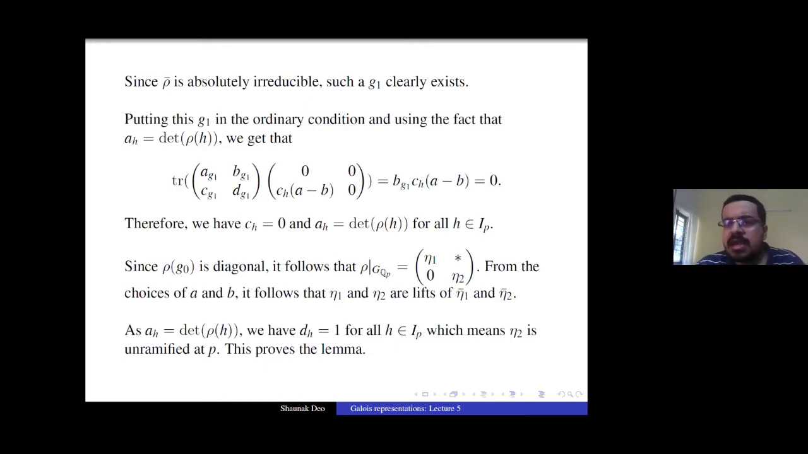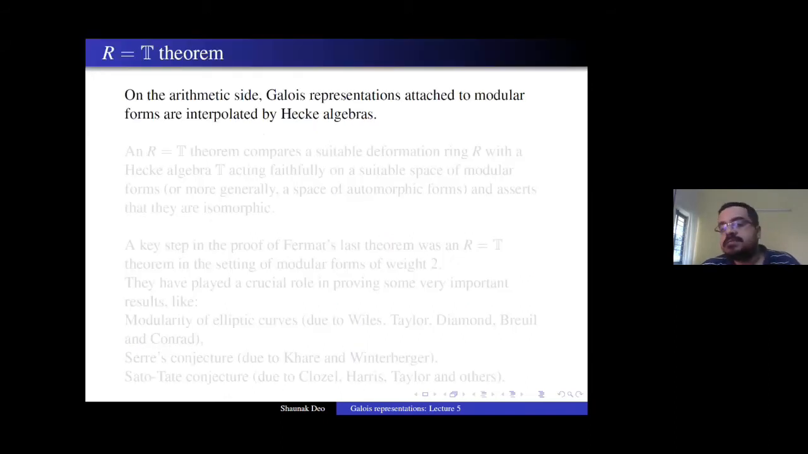And I think Gerachtes' thesis had something to, he did some work on these ordinary conditions in a more general setting. Okay, so this was the summary of ordinary set, like various kind of deformation conditions that we can have. So we are going to move on and go on to the more arithmetic side. We are going to talk about R is equal to T theorems.